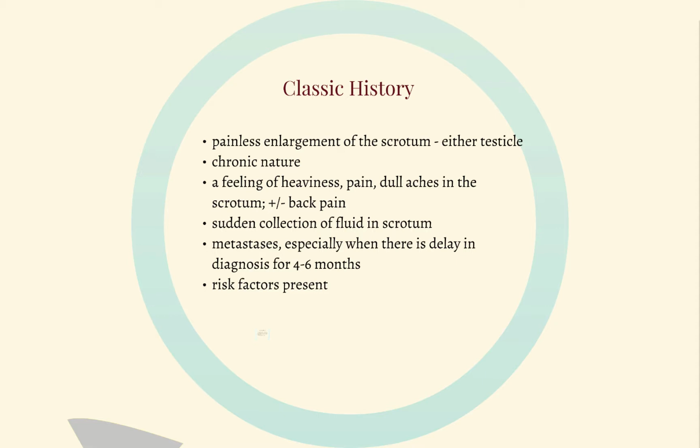Symptoms are more of a chronic nature. A sensation of heaviness in the scrotum, pain or dull aches, and back pain may be associated. Patients may report a sudden collection of fluid in the scrotum. There is usually a delay in diagnosis of 4 to 6 months, so occasionally a patient can present with metastases. Furthermore, risk factors for testicular cancers are a history of cryptorchidism, which is undescended testicles, or testicular atrophy, family history, and HIV infection.